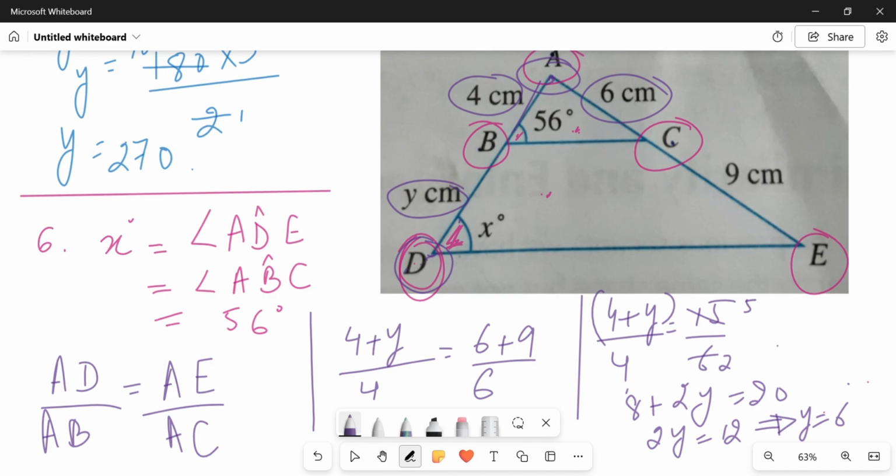The first answer: x is equal to 56, and the other one is y is equal to 6. Answer. I hope, students, that you understood these three questions. Thank you for watching.